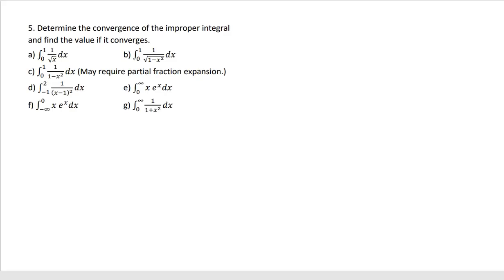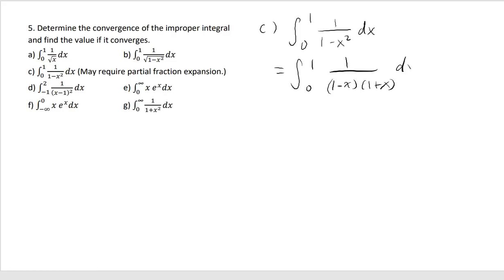Now let's move on to question C. C has the integral from 0 to 1 of 1 over 1 minus x squared dx. We see that the denominator can be factored as 1 minus x and 1 plus x. Now we know that when the denominator can be factored like this, it requires partial fractions to integrate.